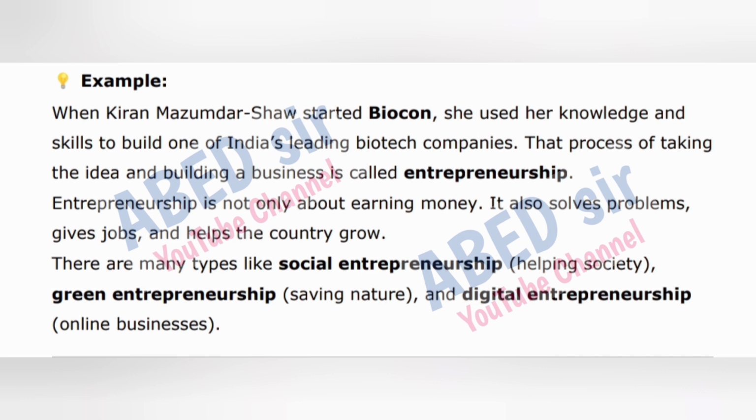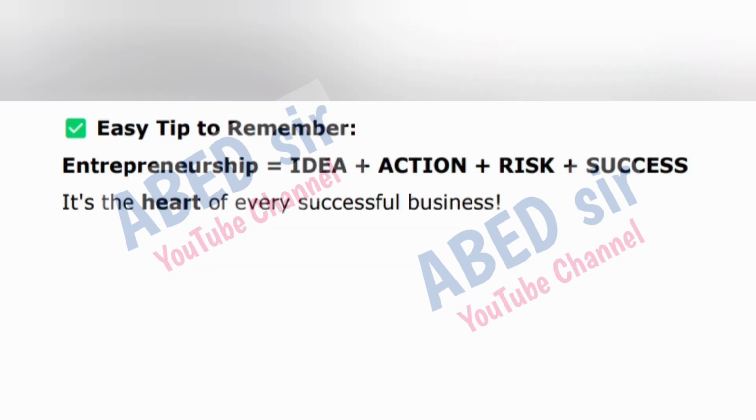There are many types like social entrepreneurship, helping society; green entrepreneurship, saving nature; and digital entrepreneurship, online businesses. Easy tip to remember: entrepreneurship equals idea plus action plus risk plus success. It's the heart of every successful business.